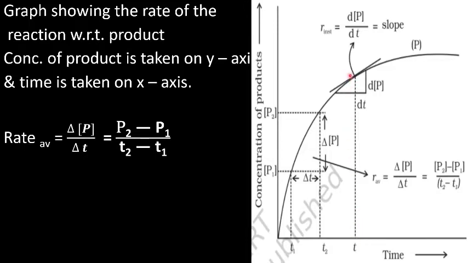Now here we want to find the instantaneous rate at this point of time. Therefore at this point a tangent is drawn and the slope of the tangent is nothing but y-intercept by x-intercept. So y-intercept is dP, x-intercept is dT. So instantaneous rate equals dP by dT.